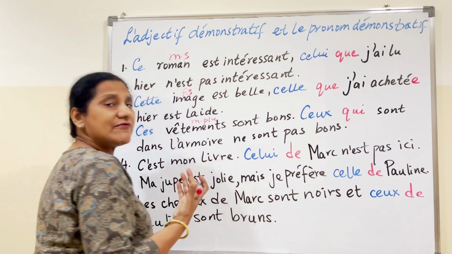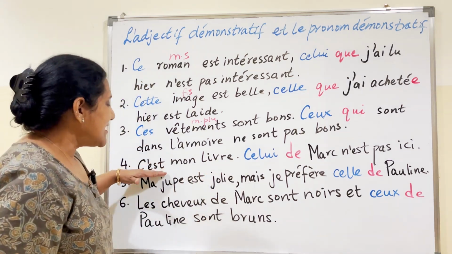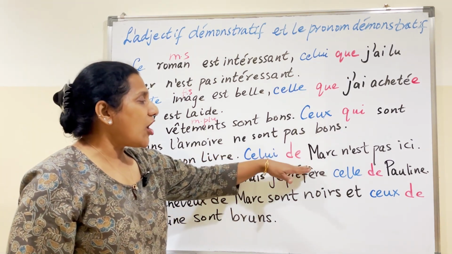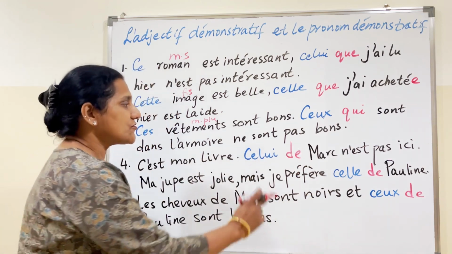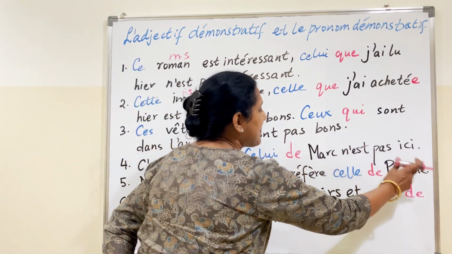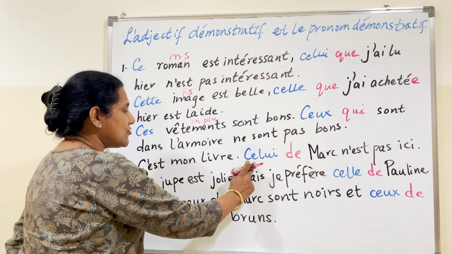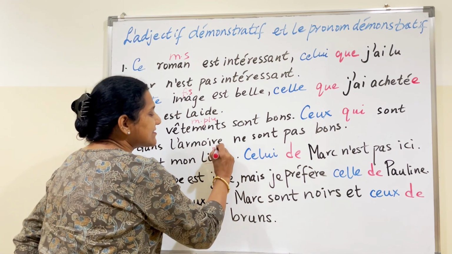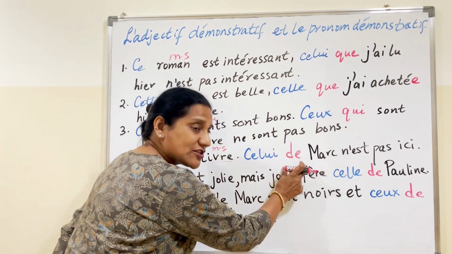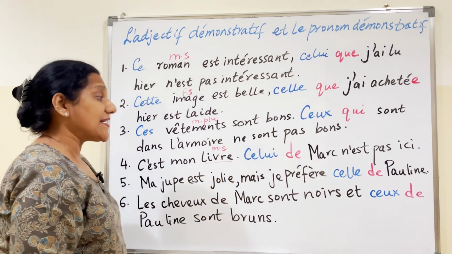Here we actually show possession. This is my book. The one of Marc is not here. So, celui de Marc n'est pas ici. Why am I using celui? Because livre is masculine and singular. So, celui, we don't need to add -ci and -là because the "de" is already there.